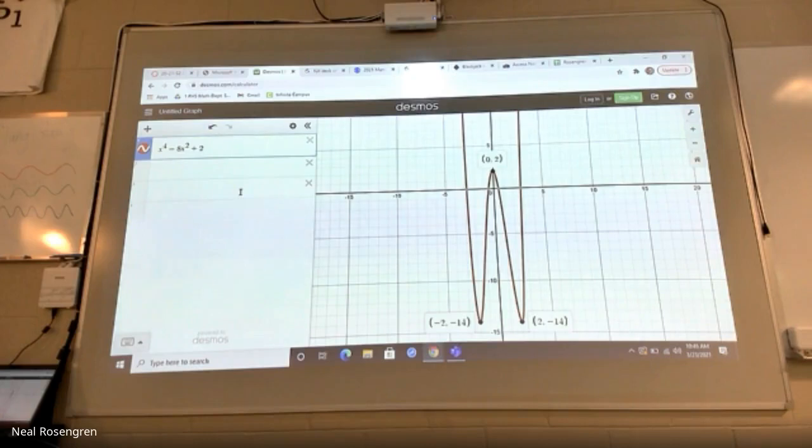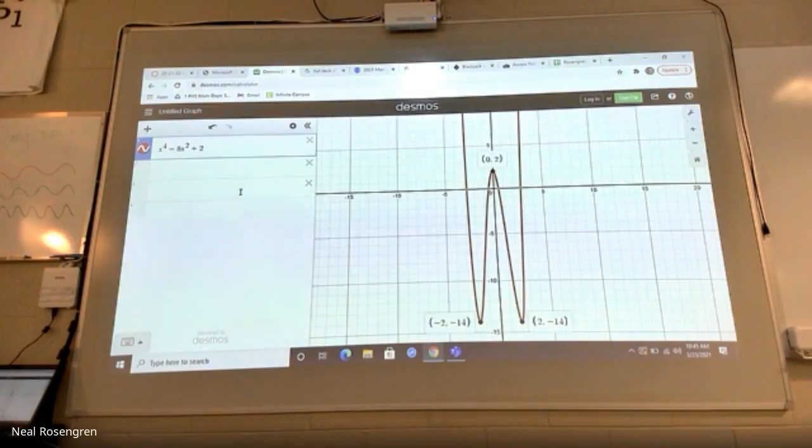Cool, nice. And look, degree 4, so it's even, so the arrows are pointing up. Positive leading coefficient, right? Looks good. All right. Nice. Okay. We're cruising along today. You guys are fine.